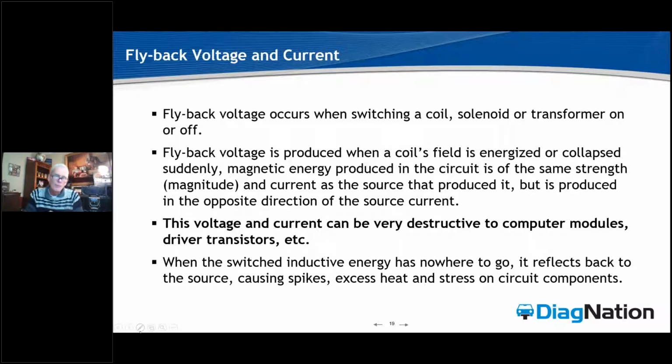And here's the thing that's important to know. That magnetic energy is of the same voltage amplitude and the same current strength as the source that produced it. What I mean by that is this: if we were to have an open secondary in that coil and that energy has nowhere to go, the inductive energy, not the electrical field energy, okay? The electrical field energy is coming down a wire like this, and that current is flowing in one direction on that wire.